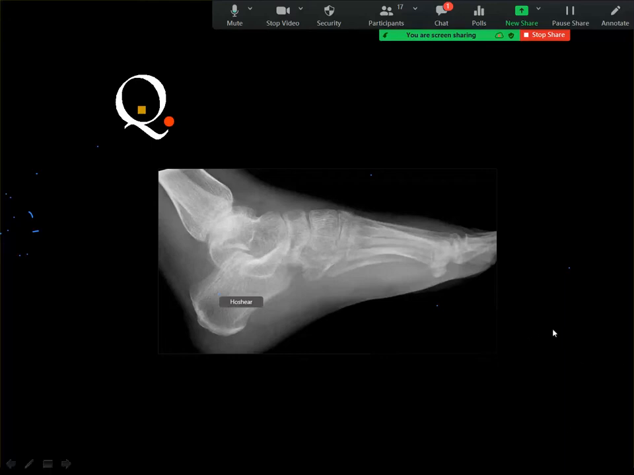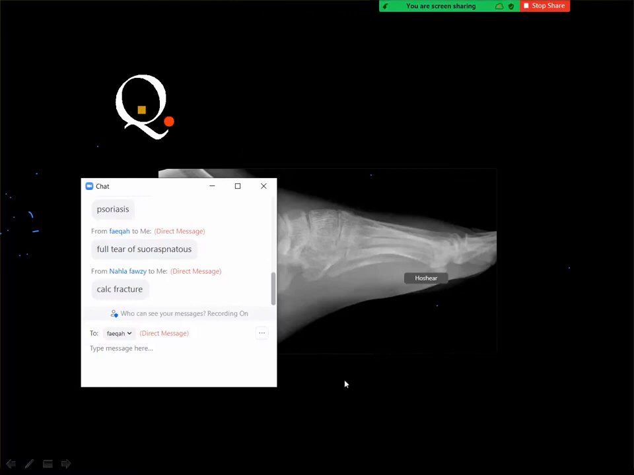Yes, any answer? If you want to write the answer, write only one word or two, so that you can deliver me your opinion. And here we have an answer: calcanean fracture. No, this is not calcanean fracture. Any other possibility? And this is normal foot. Okay.